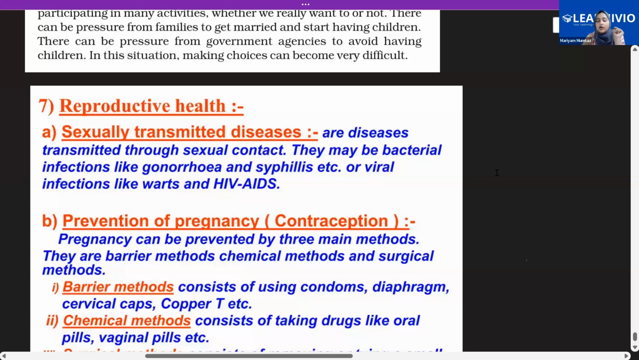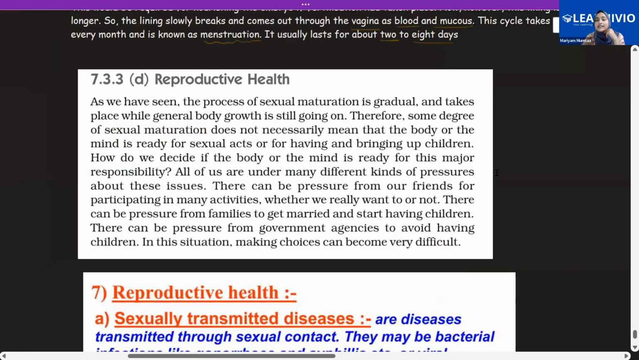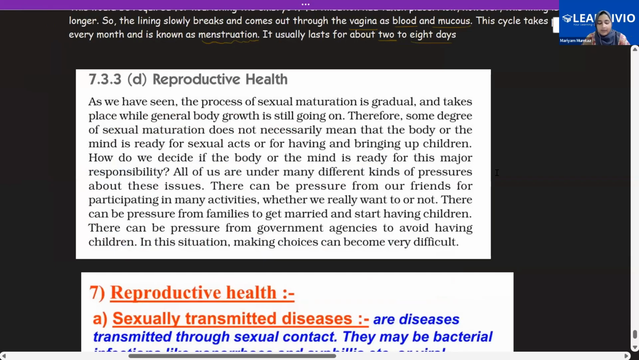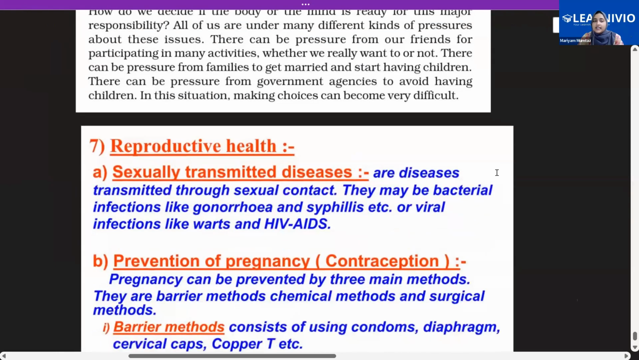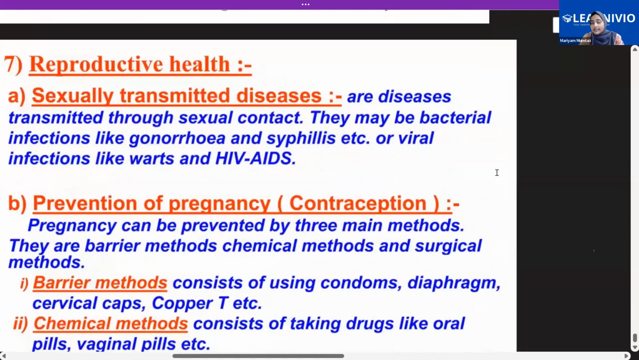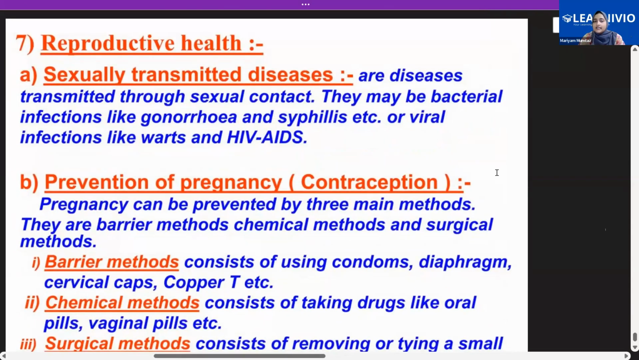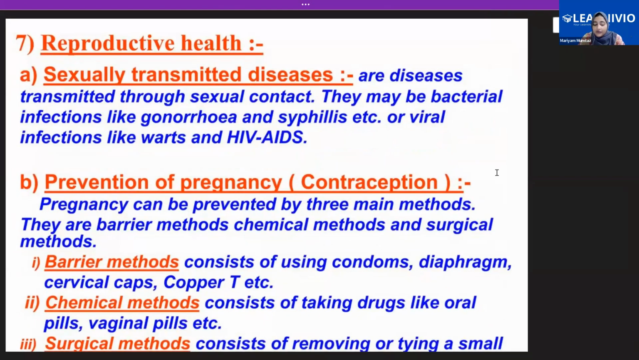Now moving forward, talking about the rest of the things. When we talk about reproductive health, there are two things that are very important to understand. The first thing is that apart from giving rise to the next generation, the reproduction process is also very much associated with health risks. One such thing is sexually transmitted diseases. These are diseases that are transmitted through sexual contact.